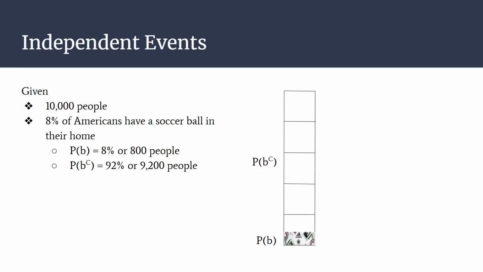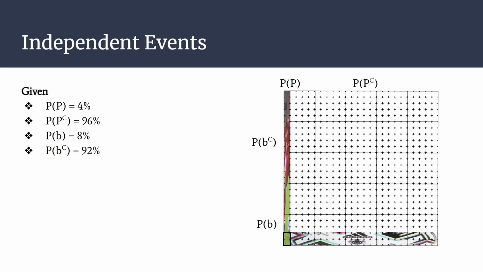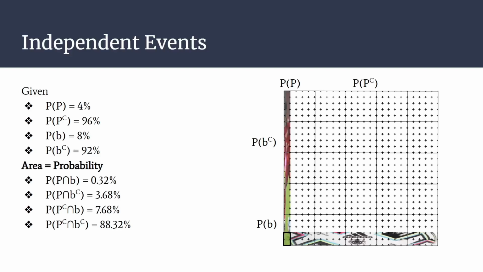Okay, let's try making a two-way table with this new information combined with the previous stats on regular soccer players. Okay, here's the table with the given probabilities. Let's use the multiplication rule to find the probabilities of each given region and wham! Bet you weren't expecting that.